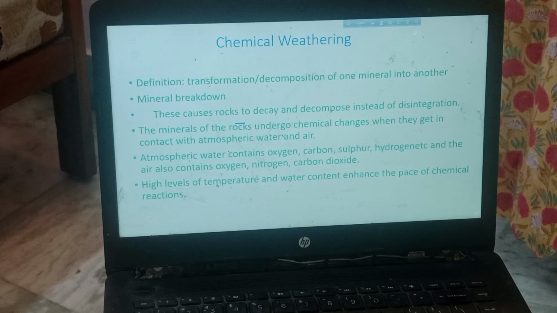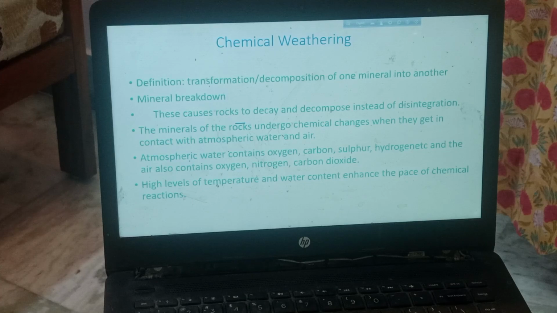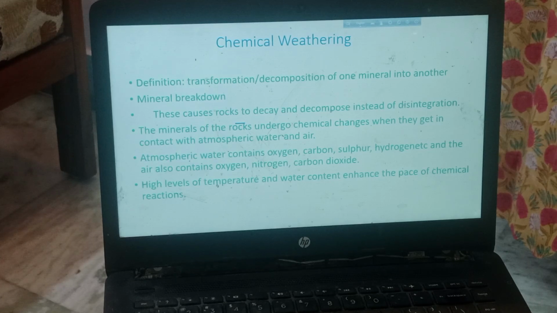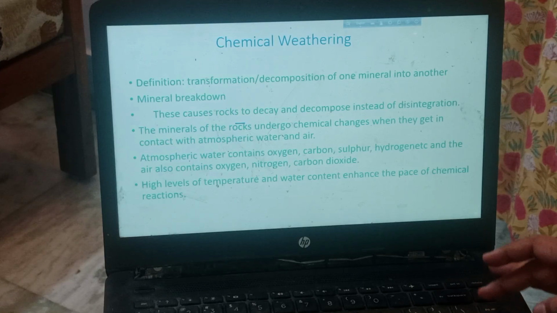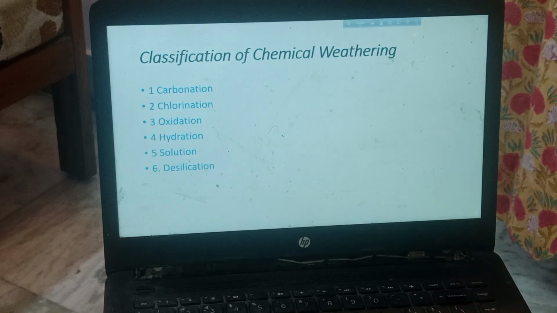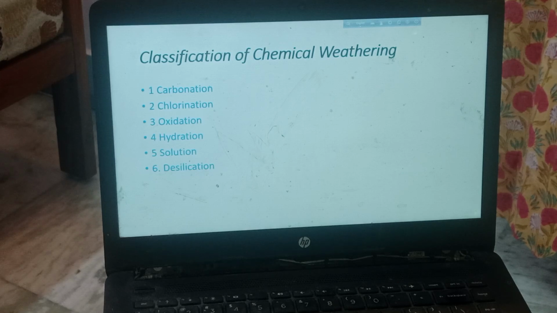So you know that the atmosphere contains oxygen, carbon, sulfur, hydrogen, and many other gases like nitrogen and carbon dioxide. In combination with water, different kinds of chemical weathering take place. Along with this, there is a requirement of high temperature in the area. The area has to be hot and humid for chemical weathering to take place. These are the different classifications of chemical weathering: carbonation, chlorination, oxidation, hydration, solution, and desilication.